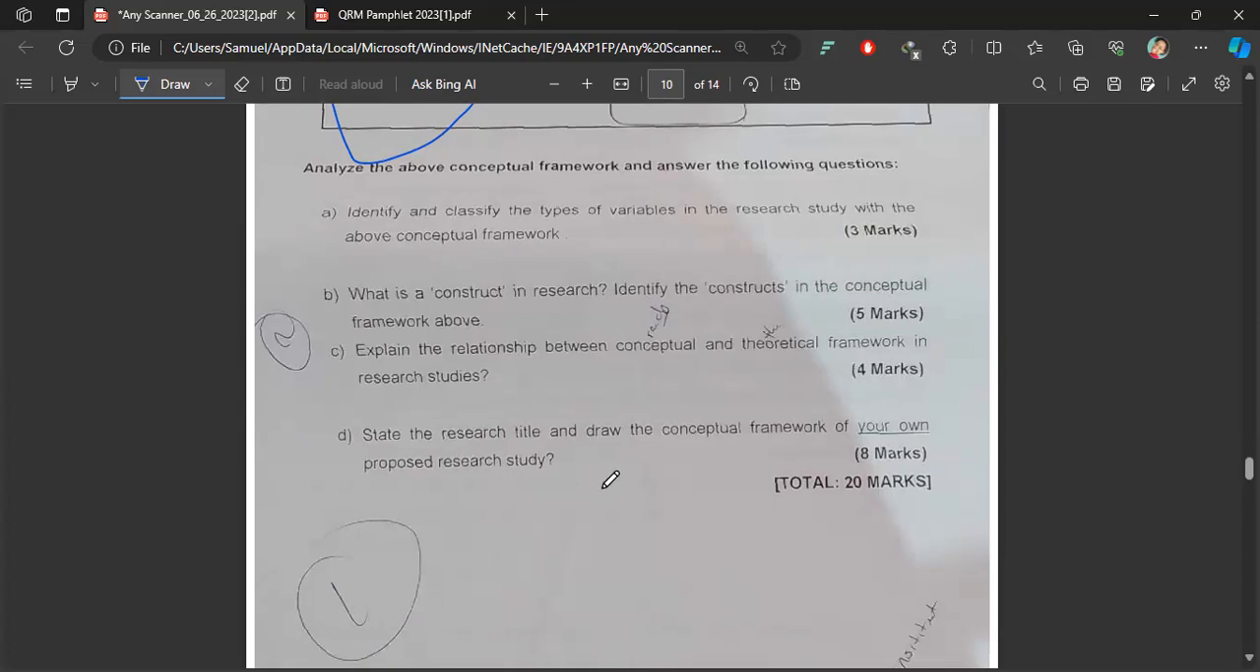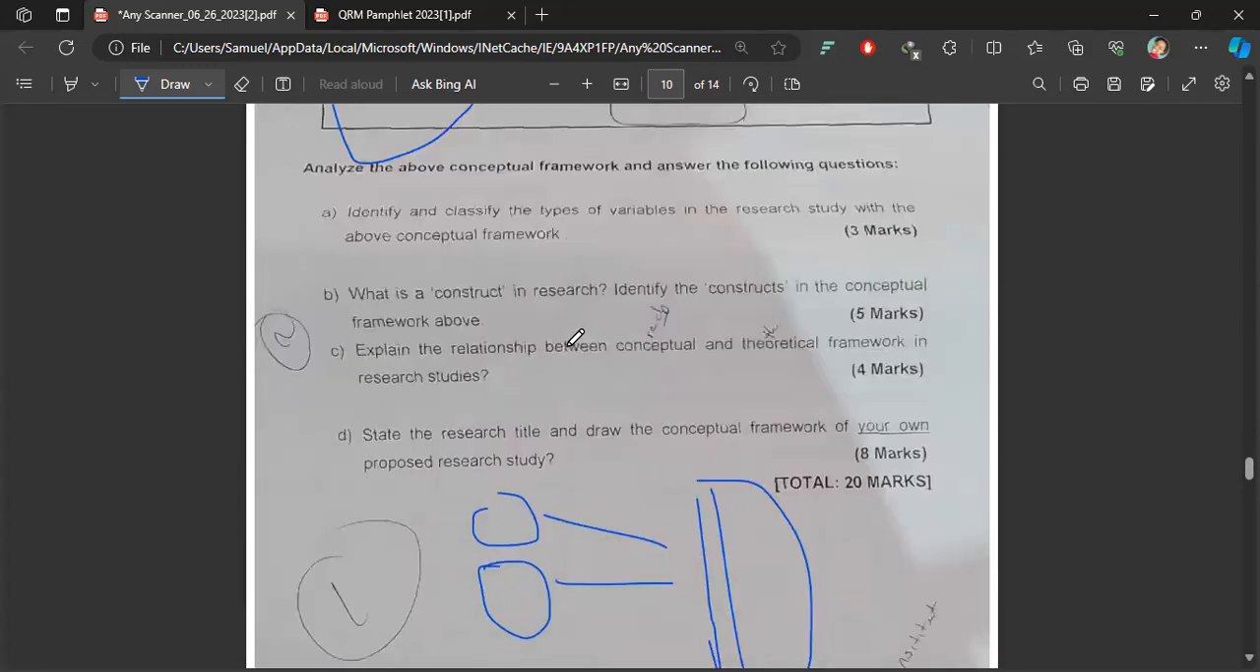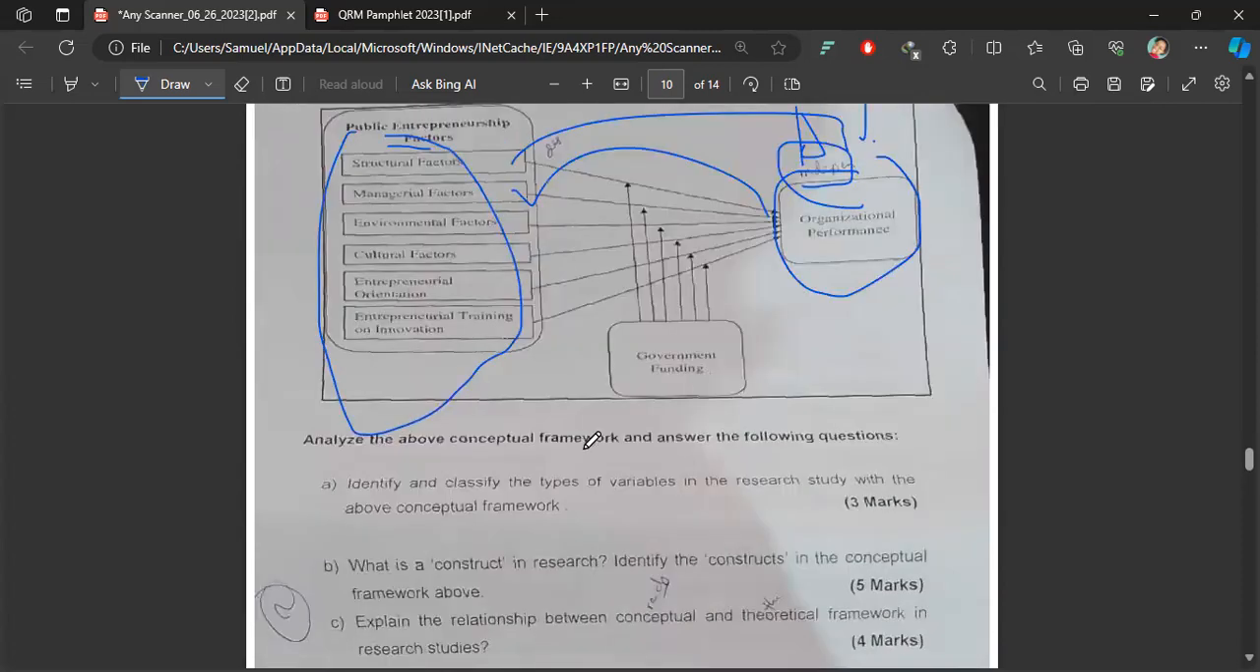Okay, so we find another research study. So you formulate your own here, and then you find objectives, or those tiny objectives, and then you link them to the dependent variable which you're making on your own spare time. But I'm interested in finding what a construct is in research, and identify the constructs in the conceptual framework above.